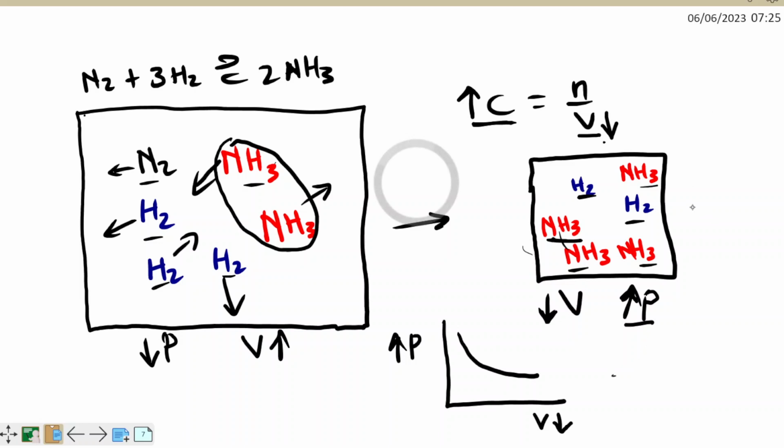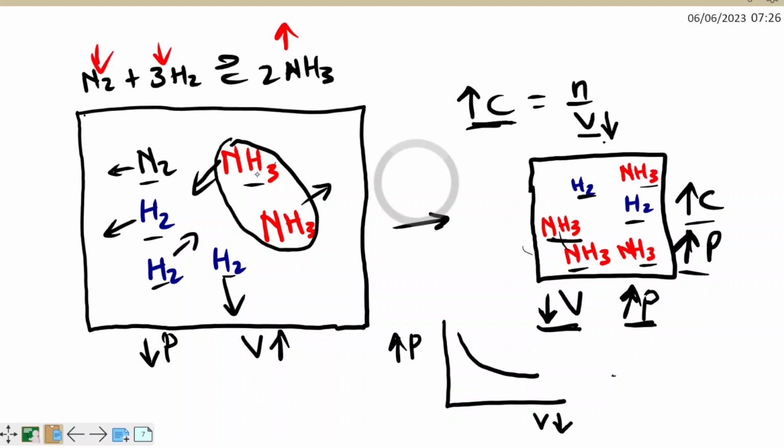So I'm going to say here that the increase in the concentration is similarly an increase in the pressure, or the increase in the pressure is also an increase in the concentration. But you have to decrease the volume to increase pressure, and that decrease in volume is actually an increase in the concentration. That's why the concentration of this side is increased and the concentration of that side was decreased.